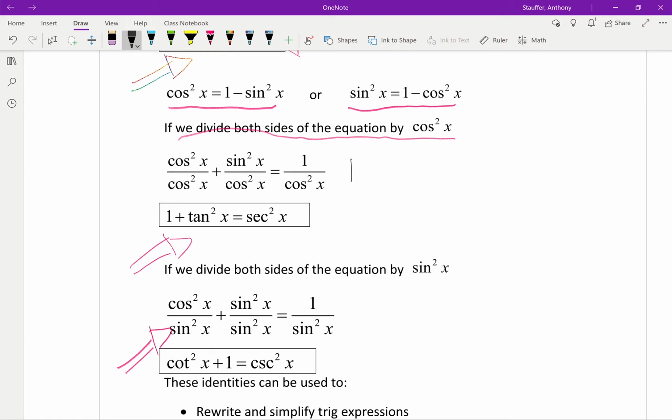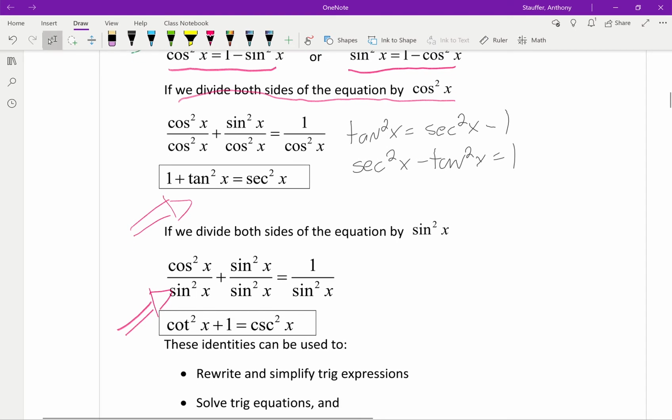So with my tan squared x, it would also equal sec squared x minus 1. Or if I moved the tan squared x over, I'd get sec squared x minus tan squared x equals 1. Subsequently here, I could get cotan squared x equals cosecant squared x minus 1. Or if I move the cotan squared over, I get cosecant squared x minus cotan squared x equals 1.